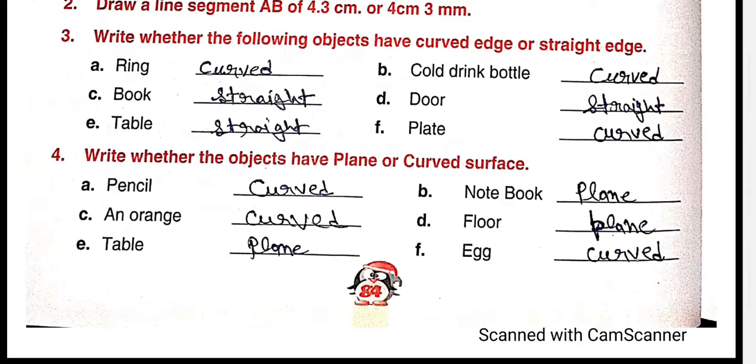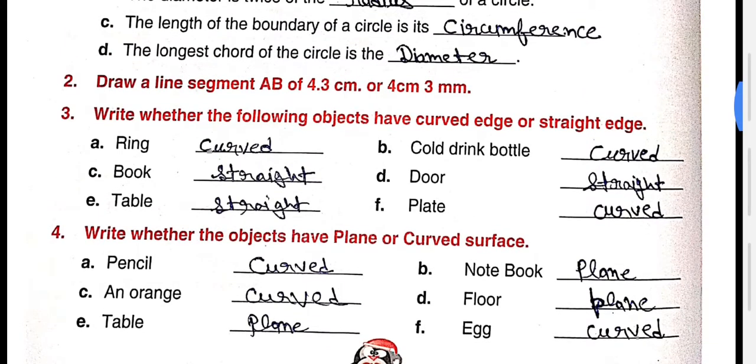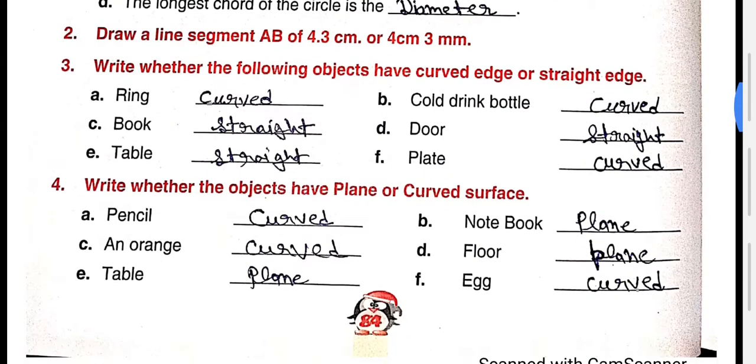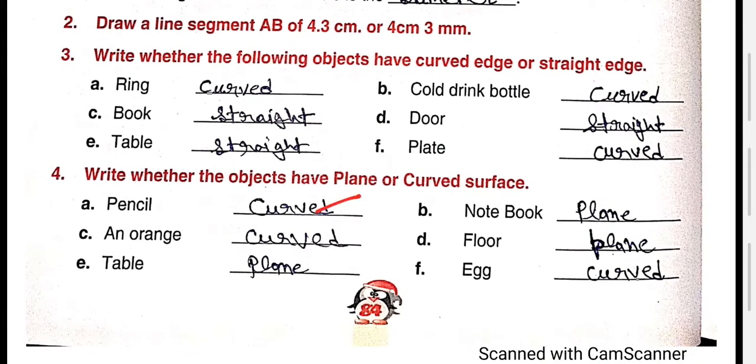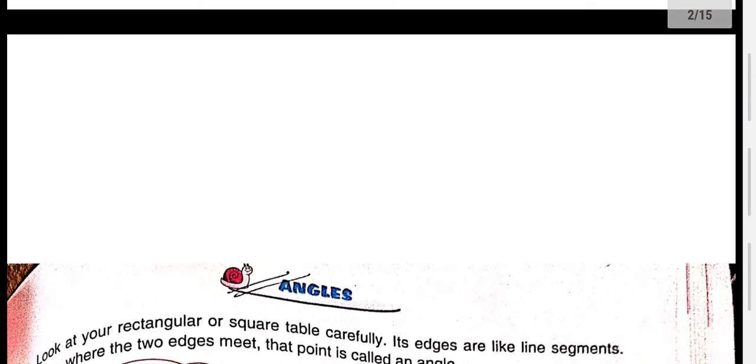Write whether the object has a plane or curved surface. A plane surface is like a rectangle. A curved surface is like a circle. Now a pencil has what? A curved surface because it is circular in shape. Notebook has a plane surface and orange is curved, so a curved surface. Floor, plane surface. Table, plane surface. Egg has a curved surface. Simply previous knowledge, nothing else.